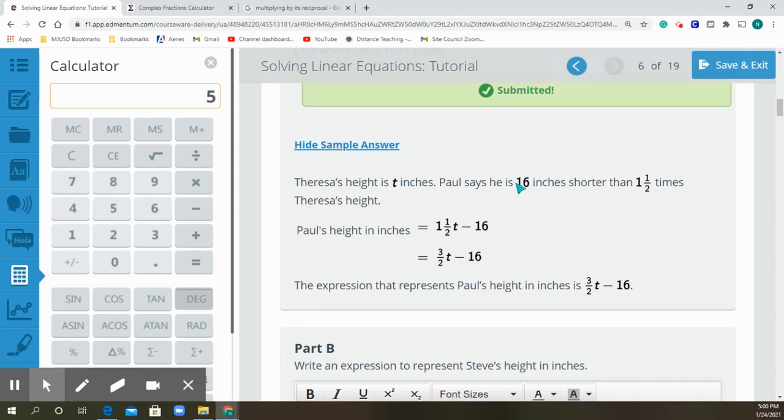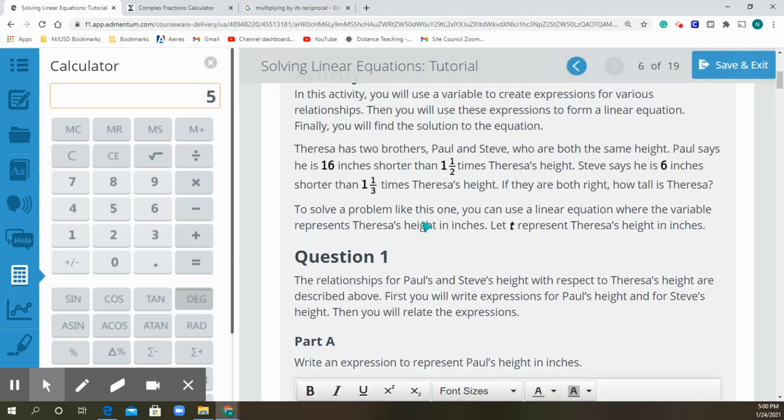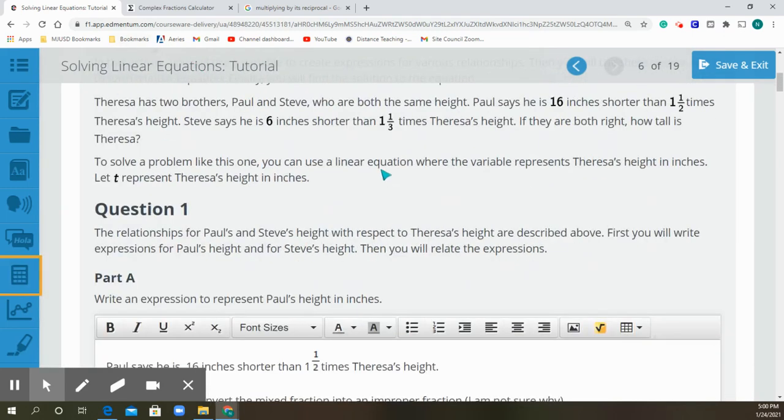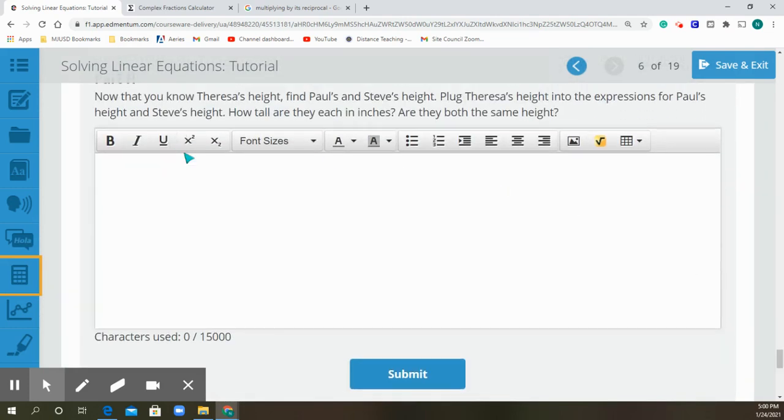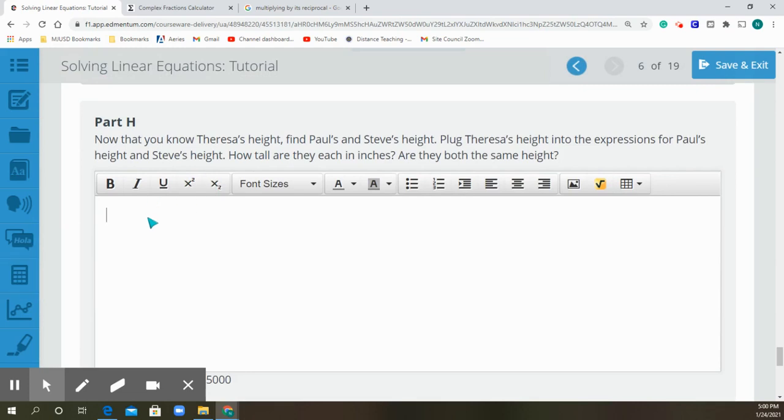So Paul says he's 16 inches shorter than 1/2 times her height. Right? So it works. Okay. Now that you know Teresa's height, 60 inches, right? T equals 60 inches.